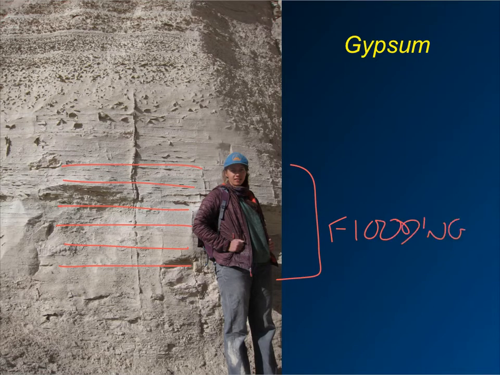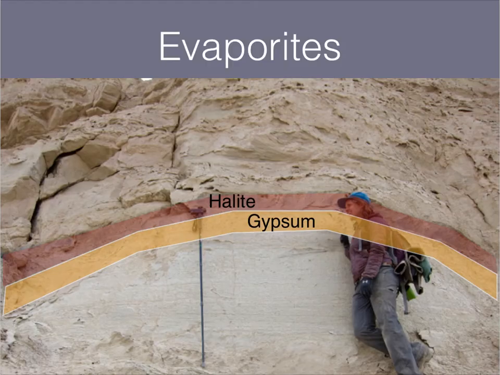Then as it started to dry out, you started to accumulate more and more gypsum. All of these are gypsum crystals, but they're fairly well spaced. And then at the top, you get what's almost a pure gypsum crust, where the lake level was probably very low, it was a very concentrated brine. What we don't have is halite.